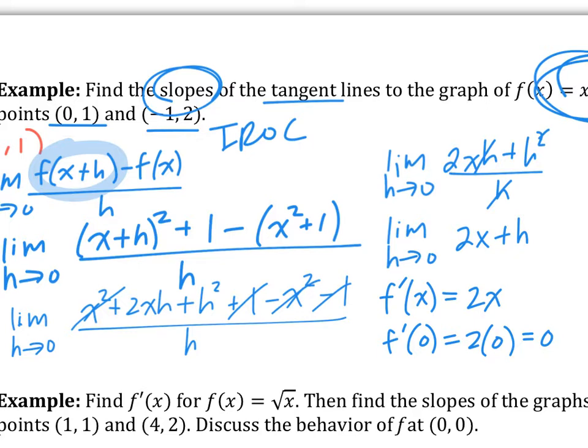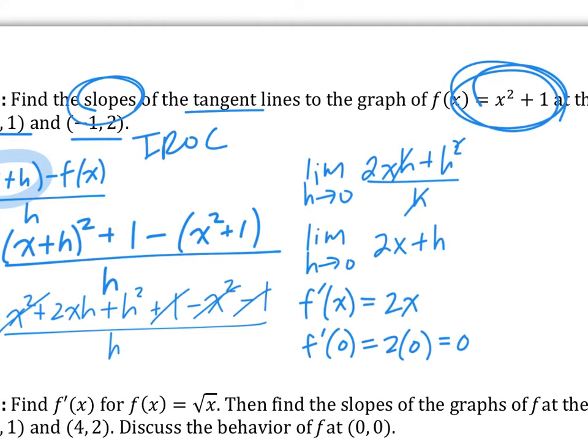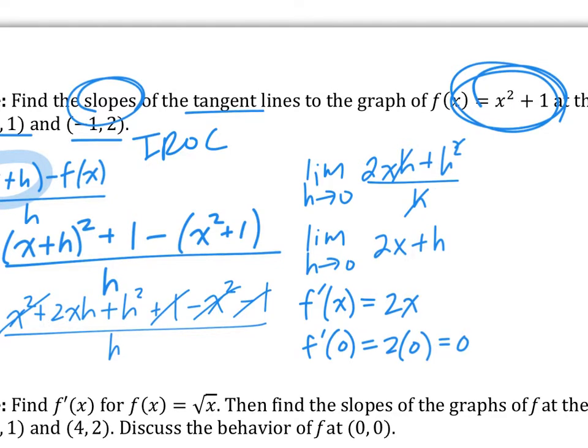Yes? Quick question. Sorry, I didn't follow. What's the f derivative? Oh, so f prime. If you recall from geometry, this is called a prime. Prime just means derivative. So I'm saying the derivative at x is 2x. Okay, so why do we discard the h? It's the limit as h goes to 0.